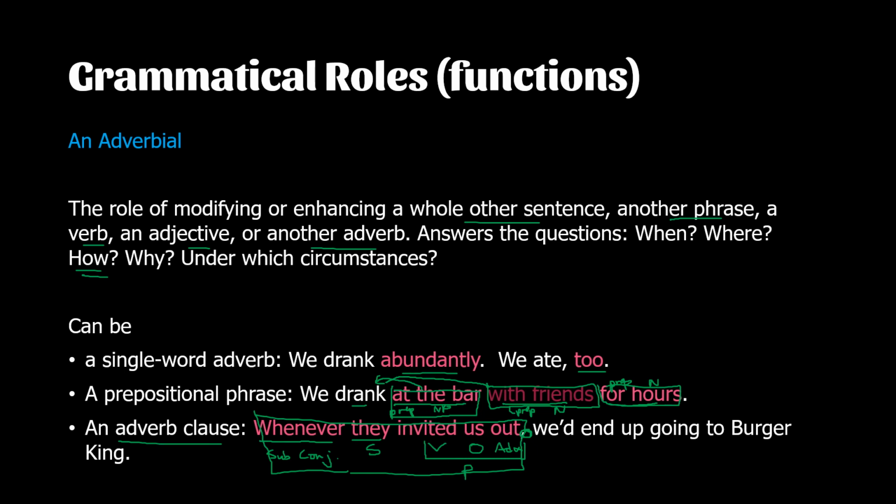Stop the video, see if you can come up with prepositional phrases that describe the verb and an adverb clause that describes the whole sentence.